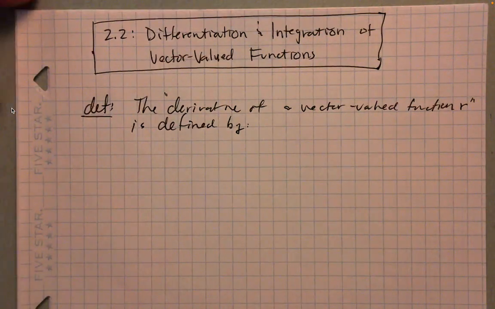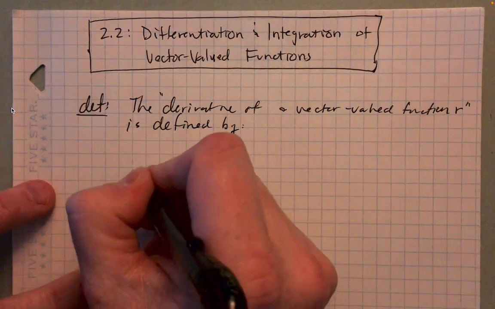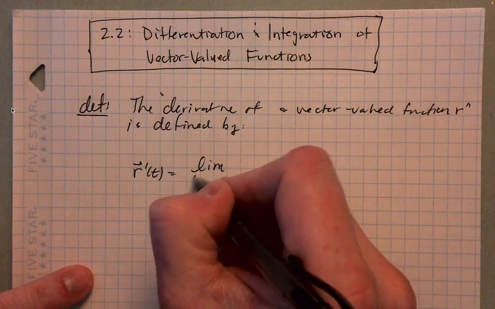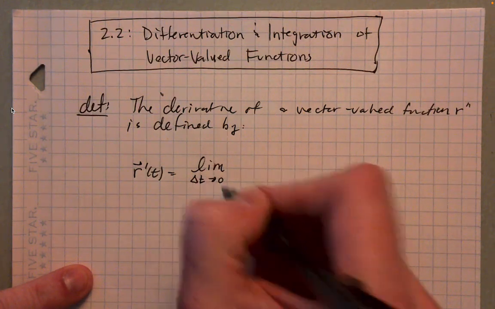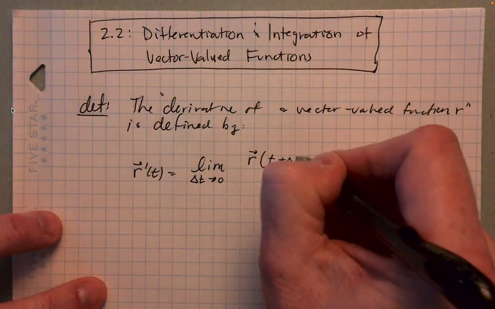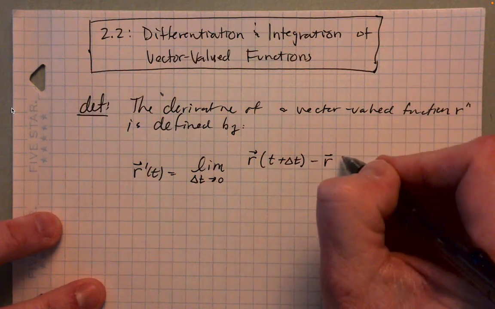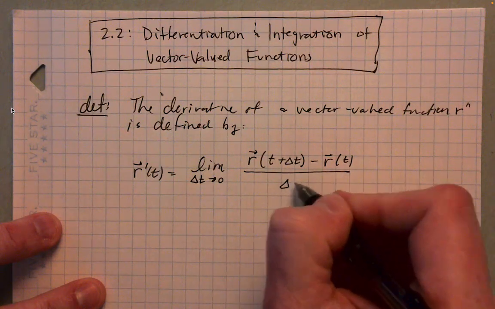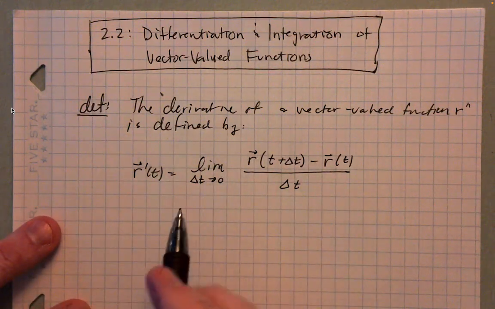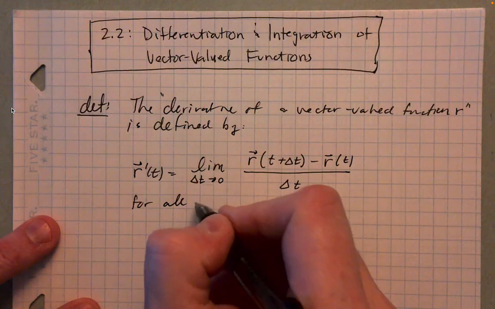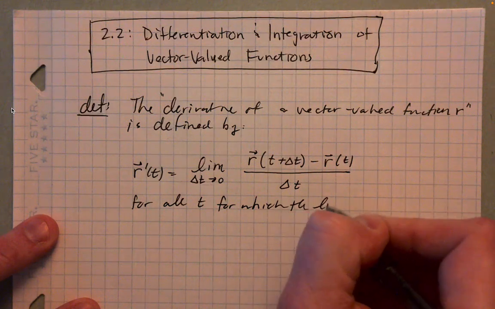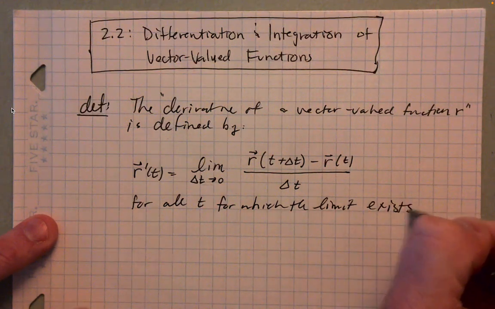how do we define it? Well, very similar to what we did with real valued functions. We'll say that the derivative of R is equal to the limit as delta t goes to 0 of the function R evaluated at t plus delta t minus the value of the function at t, all divided by delta t. All right, so the derivative is defined by this, and we say that that's true for all t for which the limit exists.